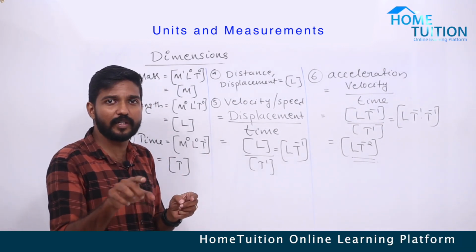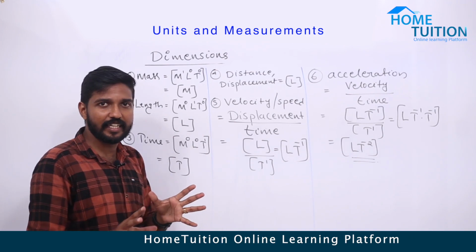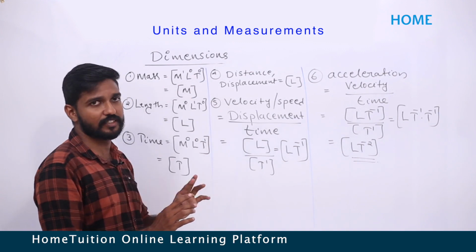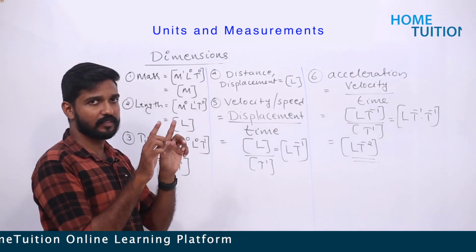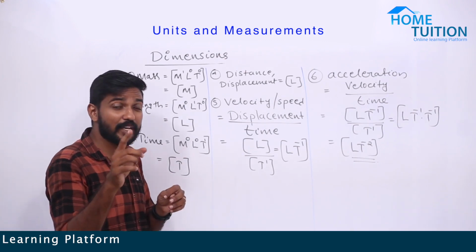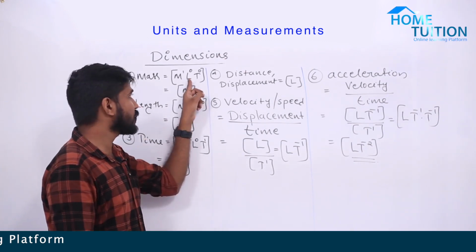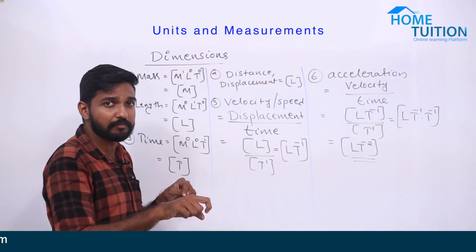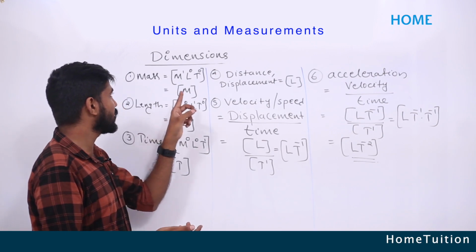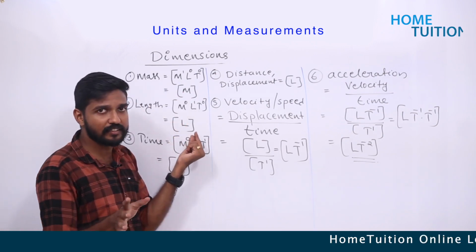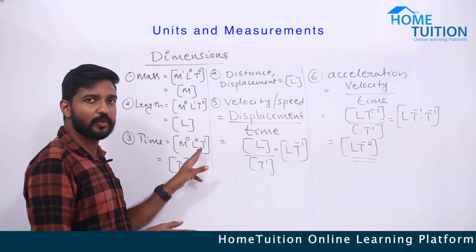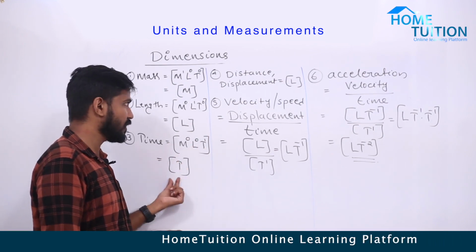Why L raised to 0 and T raised to 0? Because it doesn't contain anything related to length and time. So M raised to 1 is M, and L raised to 0 and T raised to 0 are 1. So 1 into M, which means M. The dimension of mass is M. Then again length, like I told you in the case of mass, it will be length itself, L. Then time, it will be M raised to 0, L raised to 0, T raised to 1. So T raised to 1 is T.